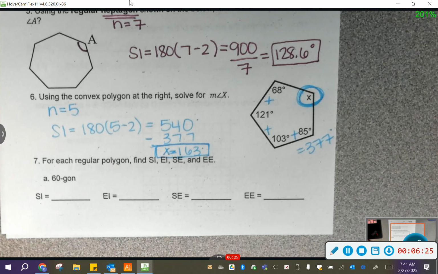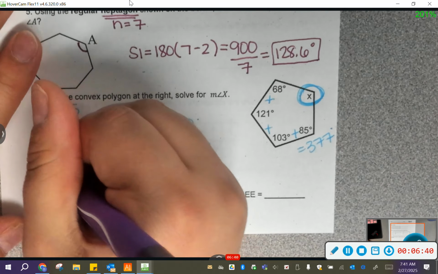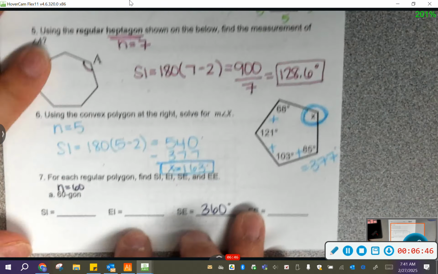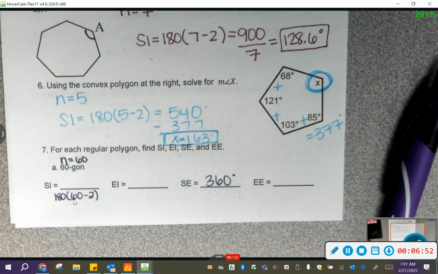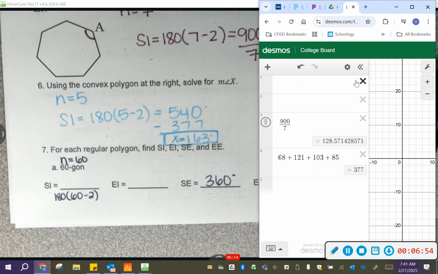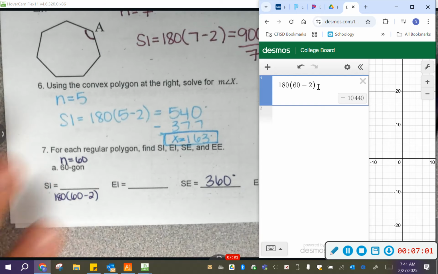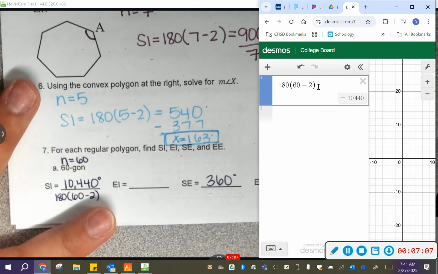The next question says, for each regular polygon, find the SI, EI, SE, and EE. What's the easiest one to find real quick? SE. What's SE? 360. And then I'm just going to plug in, that means n is 60. I'm just going to plug in 60 to each of these n's in these equations. So I'm going to do 180 times 60 minus 2. And I get 10,440 degrees. Don't forget your degrees.